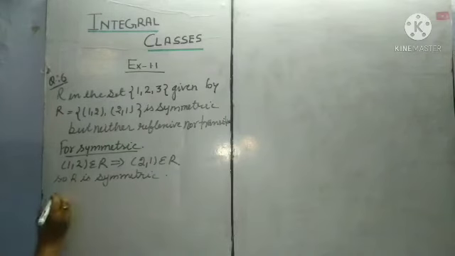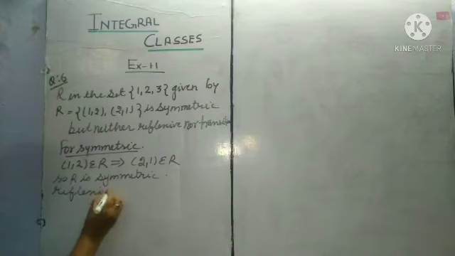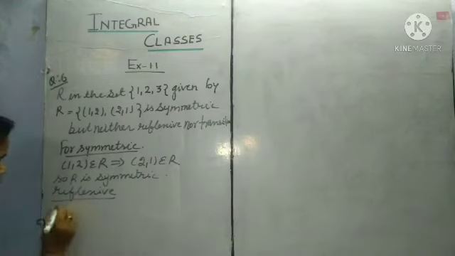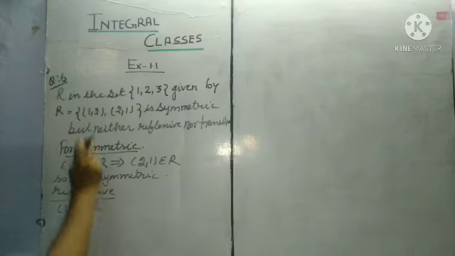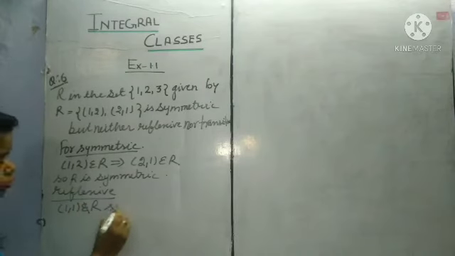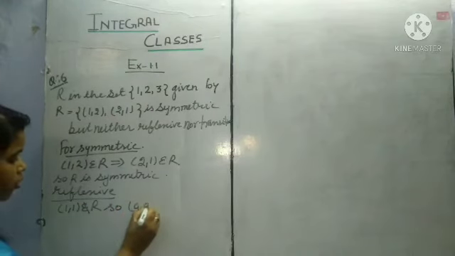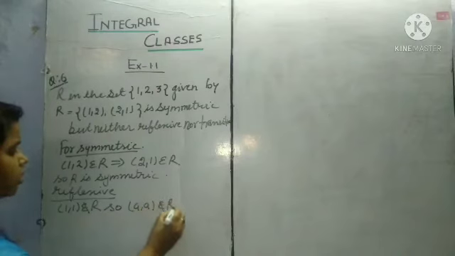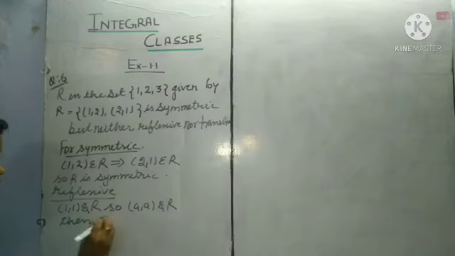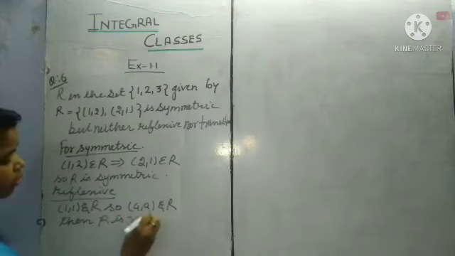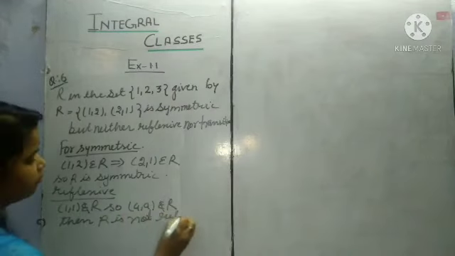For reflexive, as we observe here, the pair (1, 1) does not belong to R. This type of pair is not in the given relation. So (a, a) does not belong to R, then R is not reflexive.